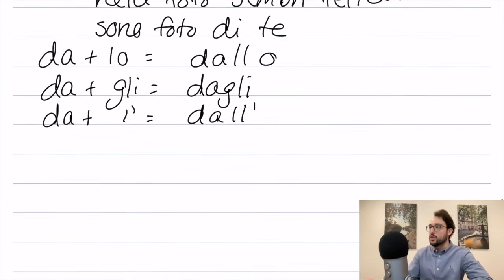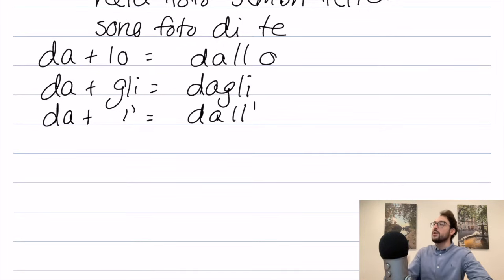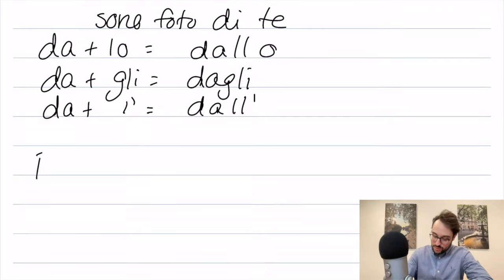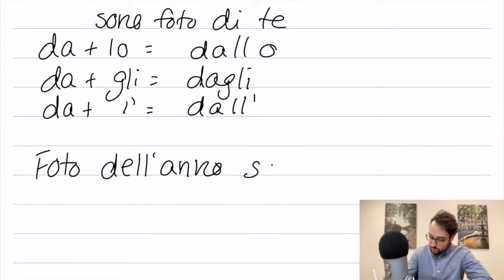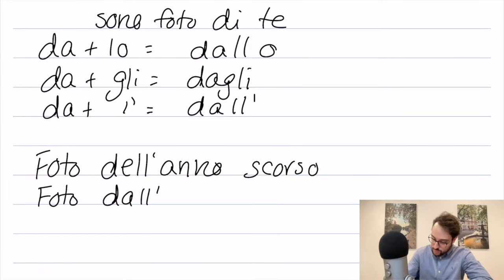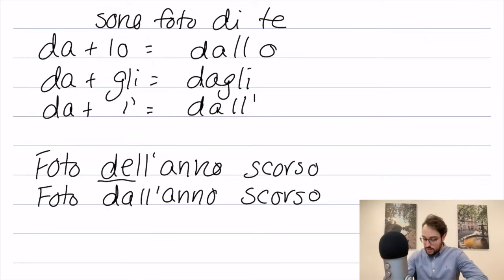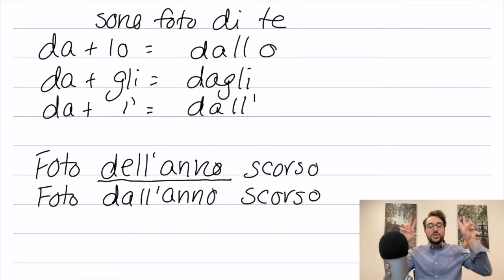Sono le foto dall'anno scorso. Okay, so these are photos. These are last year's photos versus these are photos from last year. Foto dell'anno scorso. Foto dall'anno scorso. What's the difference? These are photos of last year. They're last year's photos. Some sort of belonging, appartenenza.